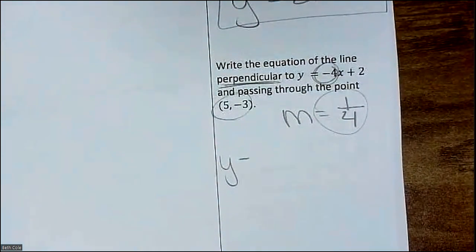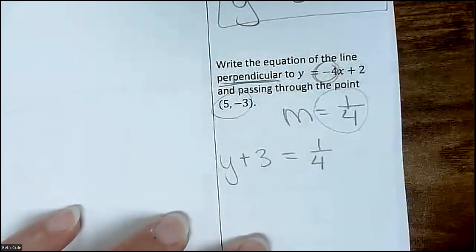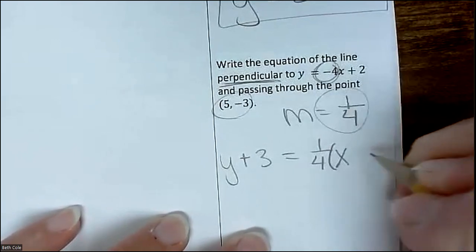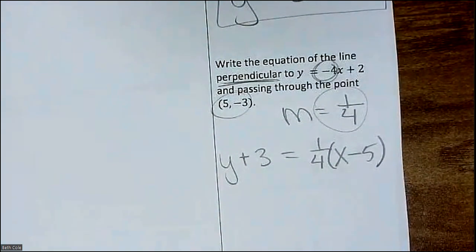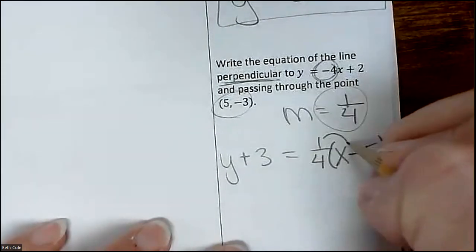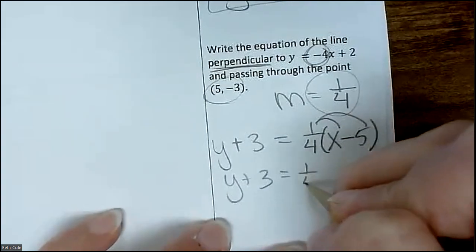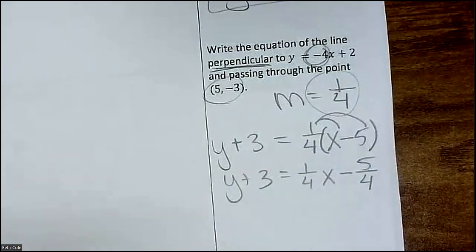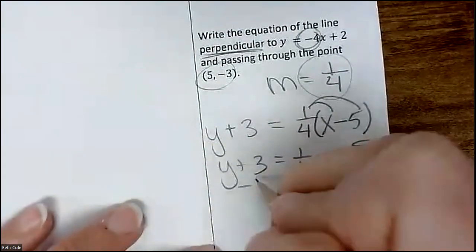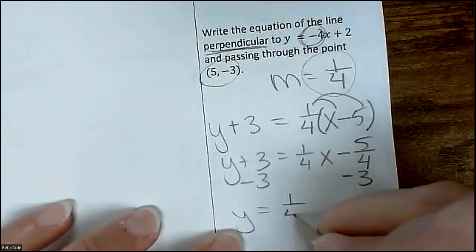y minus, good, plus 3 equals 1/4 parenthesis x plus -5. Good. And then you have 2 steps, but you can't do those steps until you get it set up. So you have to be able to do that part. Distribute the 1/4. I will be your calculator for you. It'd be 1/4 x minus 5/4. A fourth times 5 is 5/4, but you could always use a calculator. And then you would subtract 3.